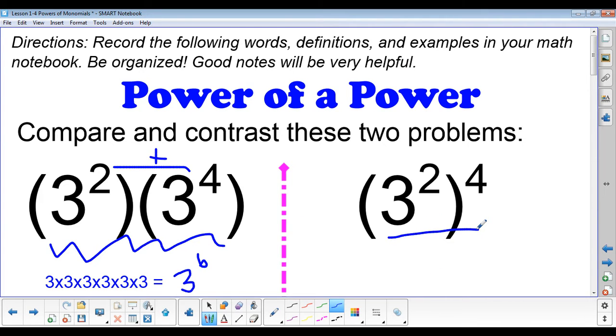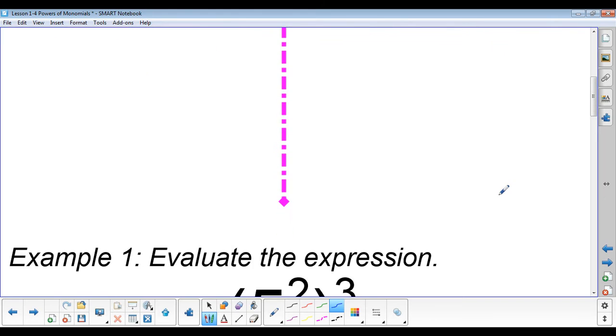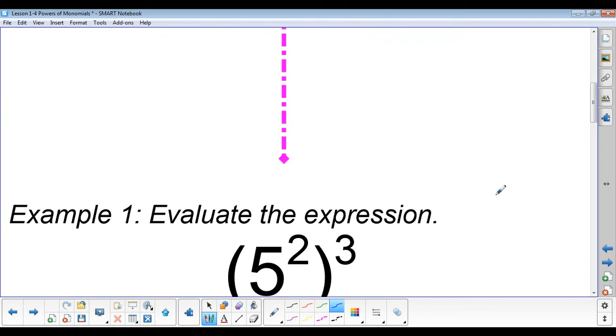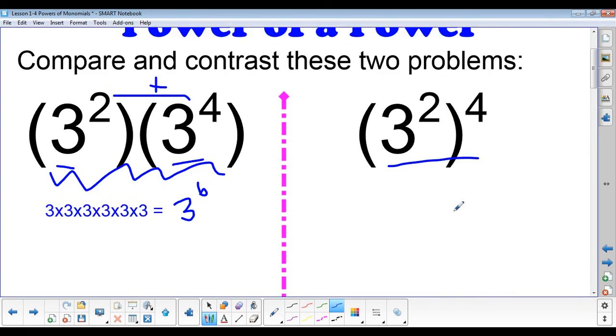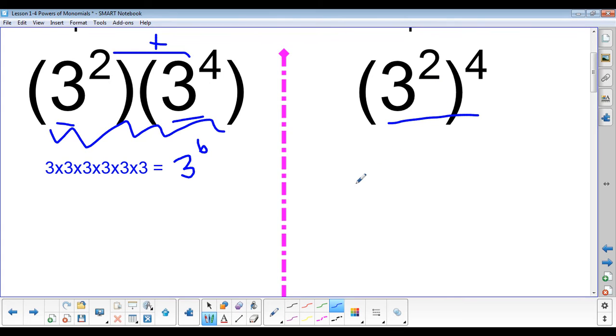But this doesn't quite look like that. Here we have two powers with the same base, but here we only have one power, and it's being raised to another exponent. It doesn't work the same way. I'm not just going to add those two exponents together. So what do we do? Well, if I were to expand this out, 3 squared to the 4th power would mean this is my base, and I'm multiplying it with itself 4 times.